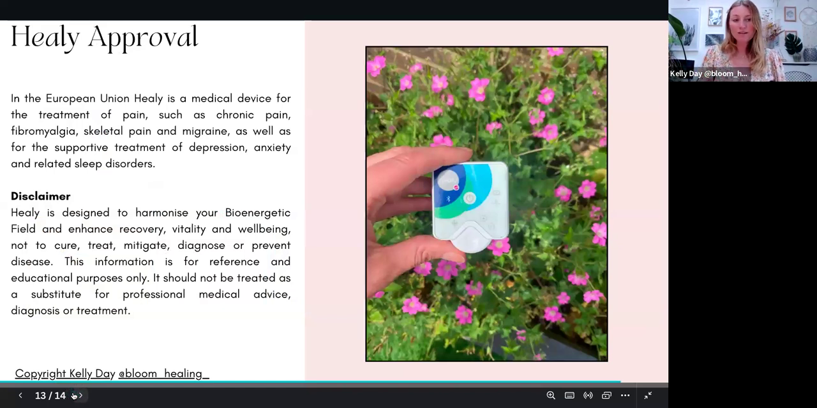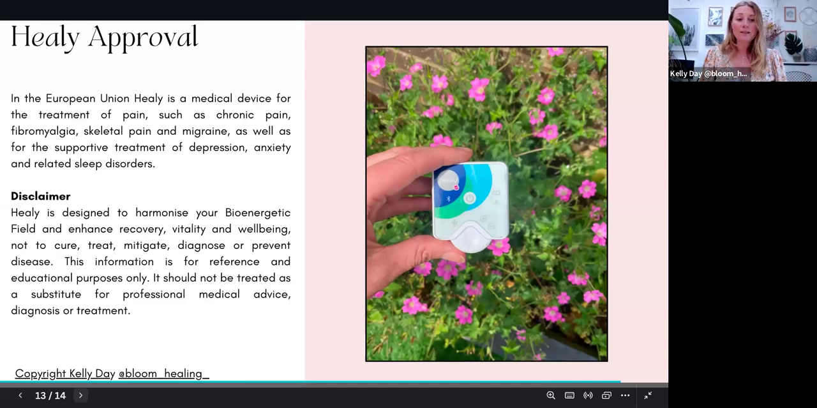And just lastly, Healy in the European Union is actually an approved medical device for the treatment of pain, chronic pain, fibromyalgia, skeletal pain, migraine, supportive of the treatment of depression and anxiety, and insomnia, sleep-related disorders. So it's actually approved in the European Union for those issues. But of course, as I've mentioned, there's so much more potential that Healy has within it that it's not officially approved for, but that you will benefit from.